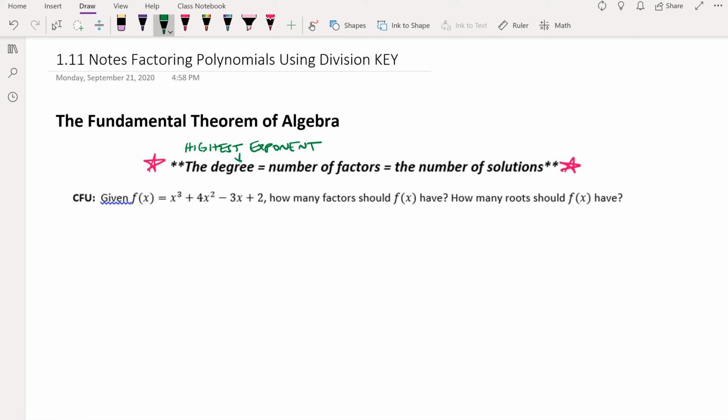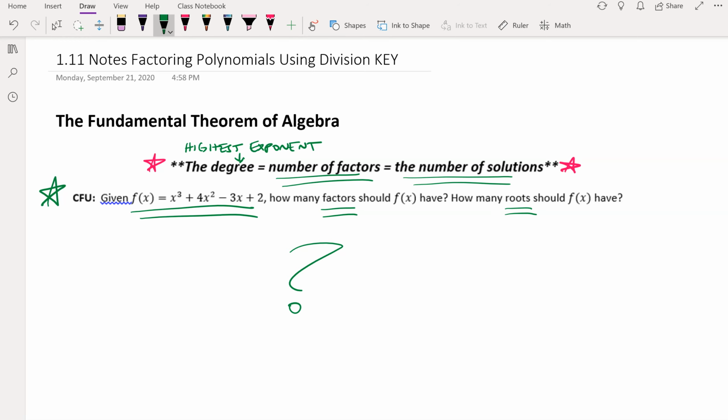in a polynomial. So the degree of a polynomial tells me how many factors that polynomial has and how many solutions that polynomial has. All right, so let's do a quick example. We have this little check for understanding here. So given f of x equals x cubed plus 4x squared minus 3x plus 2, how many factors should f of x have? And how many roots or solutions should f of x have? I want you to tell me what you think based on the fundamental theorem of algebra.